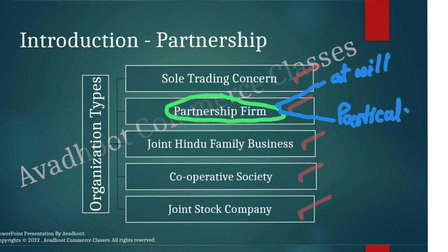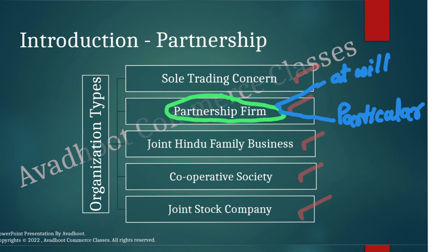Now, what is at will? At will means as per the willingness of all the partners, the partnership is going to continue and exist. Whereas a particular partnership is a partnership formed for a particular purpose and not for continuation. After completing that work, the partnership automatically closes down. That is called particular. There are many other partnerships that we'll see in the partnership session.